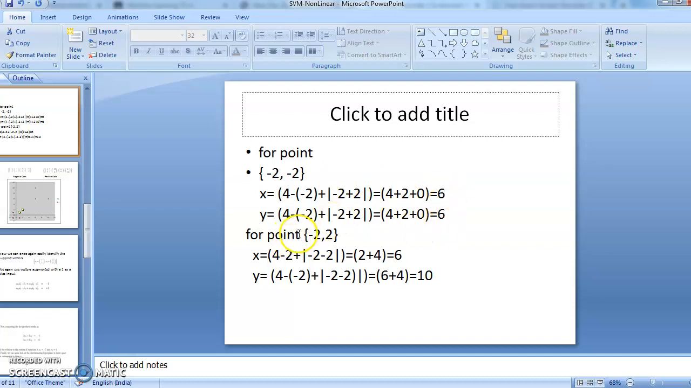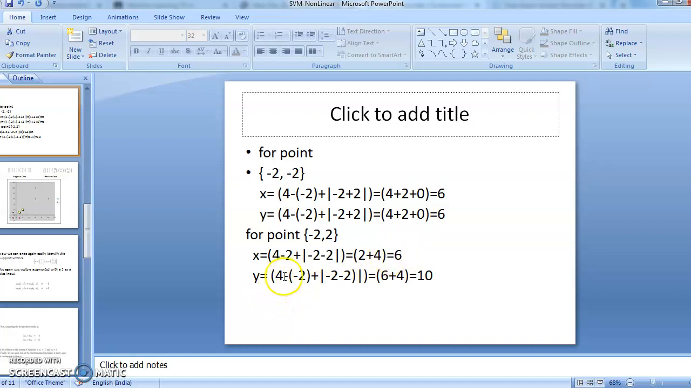See the next point, that is minus 2 and 2. So what is the value of x? 4 minus x2. Here x2 is 2. So 4 minus 2, and the absolute difference between these two, minus 2 minus 2. See, here we are taking the absolute value. That's why we won't consider the sign. So minus 2 minus 2 is minus 4, but here we will consider only the value 4. So that value is 6.